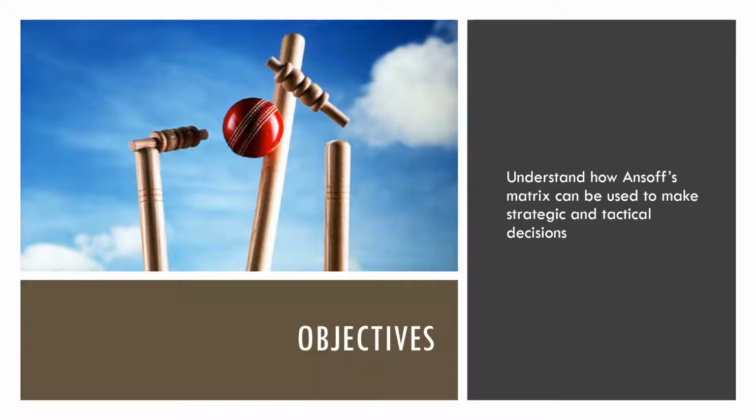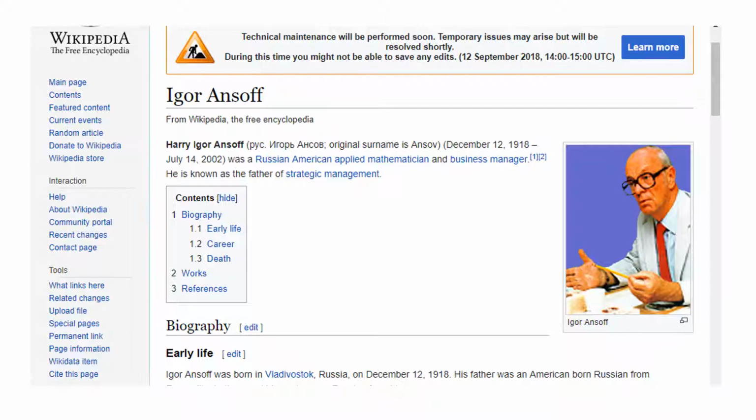So in this video we're going to look at Ansoff's Matrix and how it can be used to make strategic and tactical decisions. Before we start, you might be thinking, who dat? Who is Ansoff? Well, his name is Igor Ansoff. Here he is on the right hand side. And he was a Russian-American applied mathematician and business manager. Importantly, he is known as the father of strategic management. Whoa.